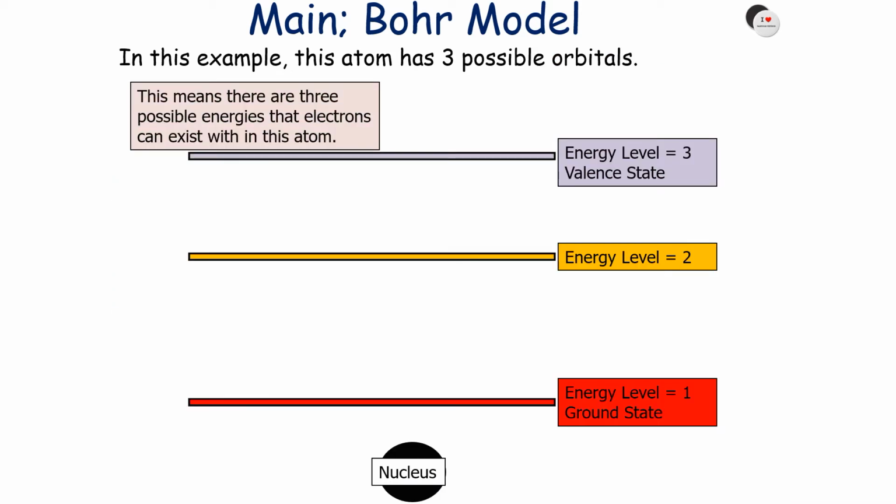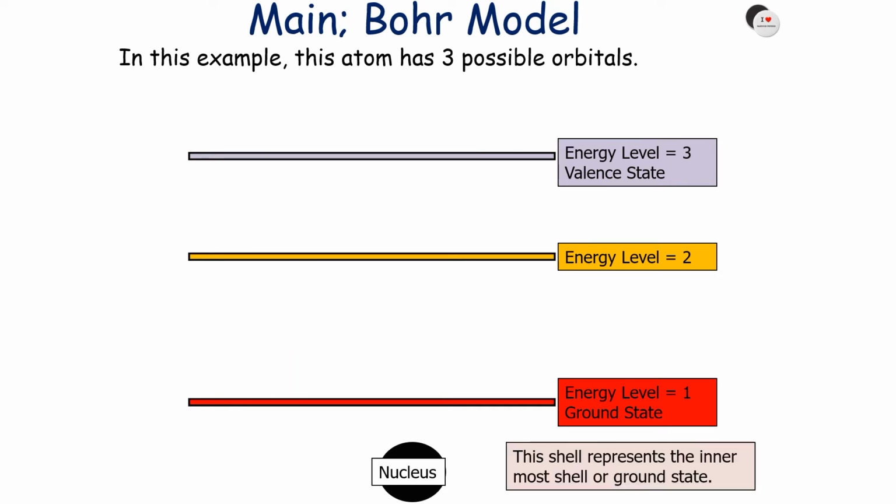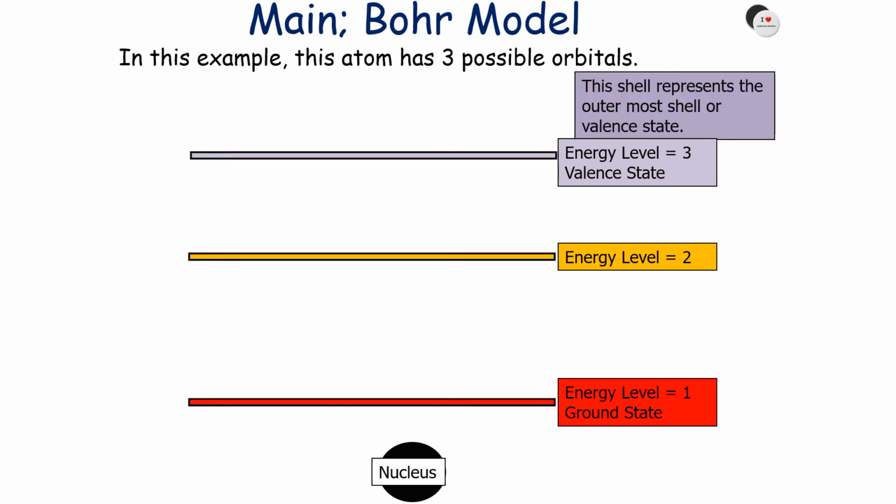So in this example, the atom has three possible orbitals, so there are three possible energies the electron can have to exist within this atom. So it is here, or here, or here. Now the shell at the bottom represents the innermost shell, or the ground state. The shell at the top represents the outermost shell, or the valence state.